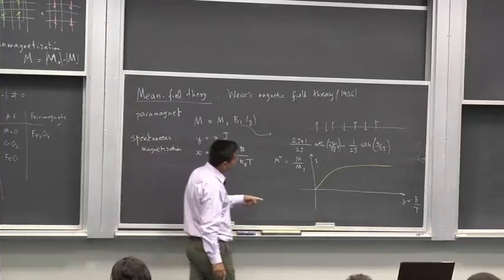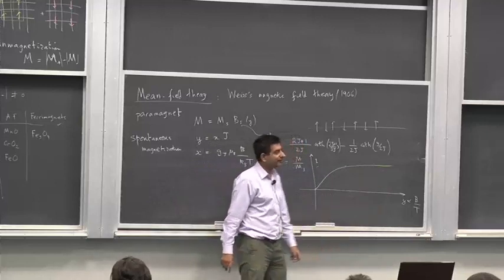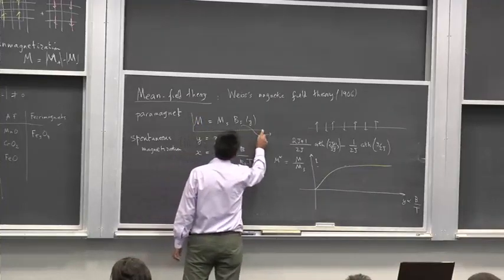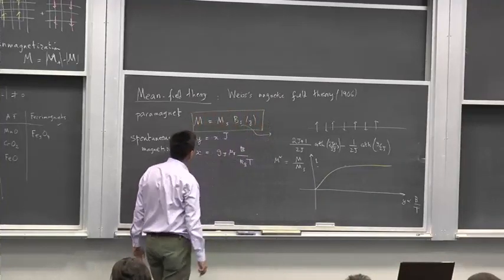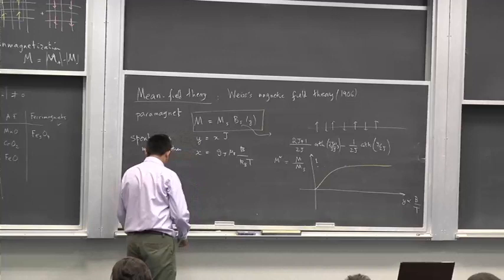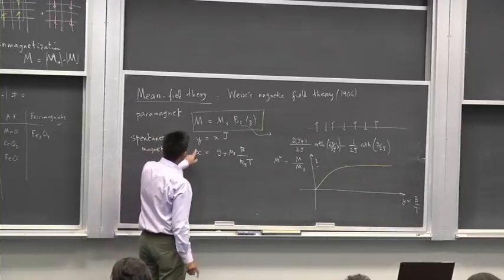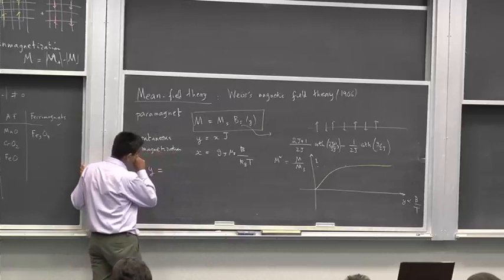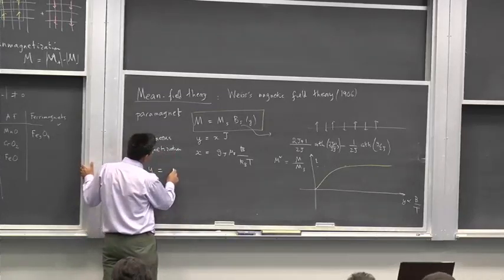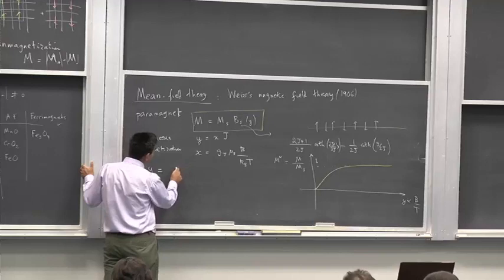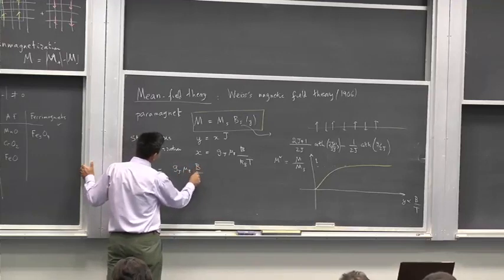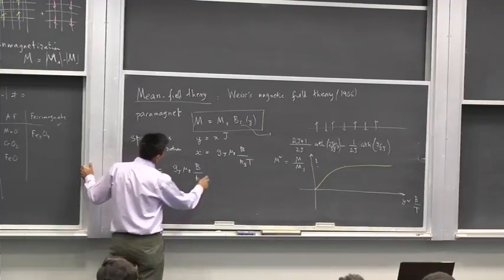So the first point is that according to the Brillouin function, this is our magnetization. And I also know that my y equals this. In other words, my y equals x times J, where x is g_J mu_B B over k_B T.